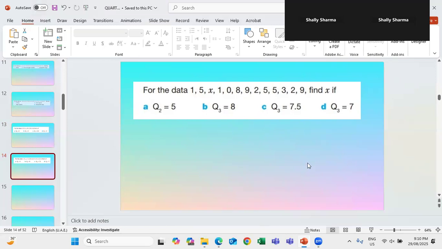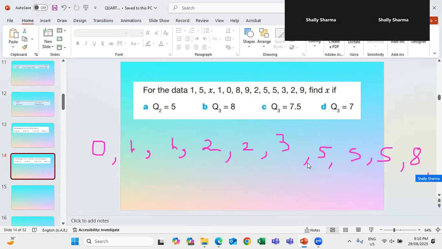So 0 is the lowest value I can see. Then we have 1 two times. Then we have 2 two times. Then we have 3. Then we have 5 three times. 1, 2 and 3, yes. And then we have 8. And then we have 9 two times. And then we have our x.